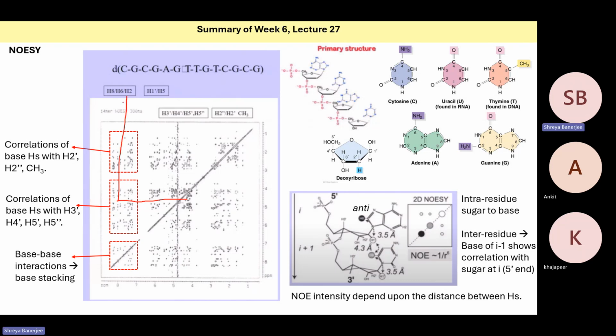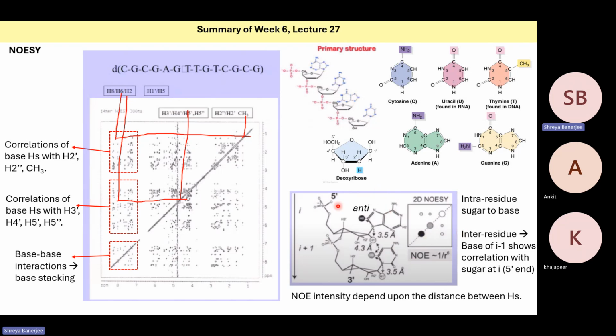We can see it is between the protons of the nitrogenous base H2, 6 and 8, and between 5', 3', 4' of the sugar residue. Similarly, this section is between the protons of the nitrogenous base and the methyl and 2 of the sugar residue. So we can take each section of the NOESY in order to find out what the correlations are between protons that are close to each other in space. And from the NOESY intensity, we can find the interproton distance.